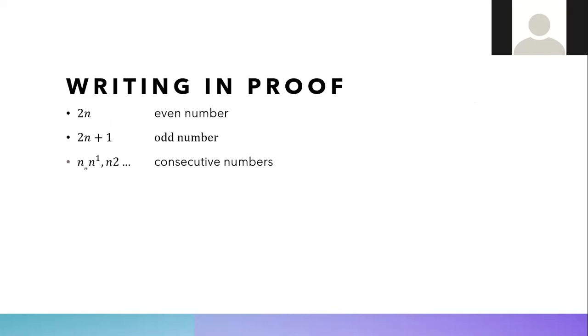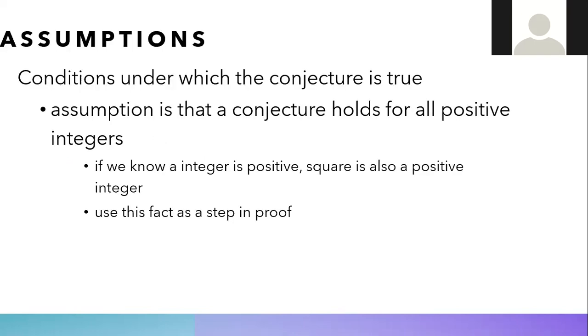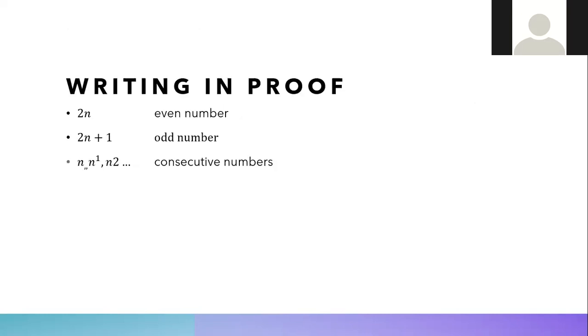If we are using even numbers, for example if you're being asked to prove that if an integer is positive, the square is also positive, or if we're being asked to prove two even numbers added together equals an even number. If we're writing an even number, rather than writing the words even number in proof, we write 2n. If we're writing odd numbers, we will write 2n plus 1. And if we're writing consecutive numbers, we'll write n, n+1, n+2, ... with the ellipsis to show that it's continuing.